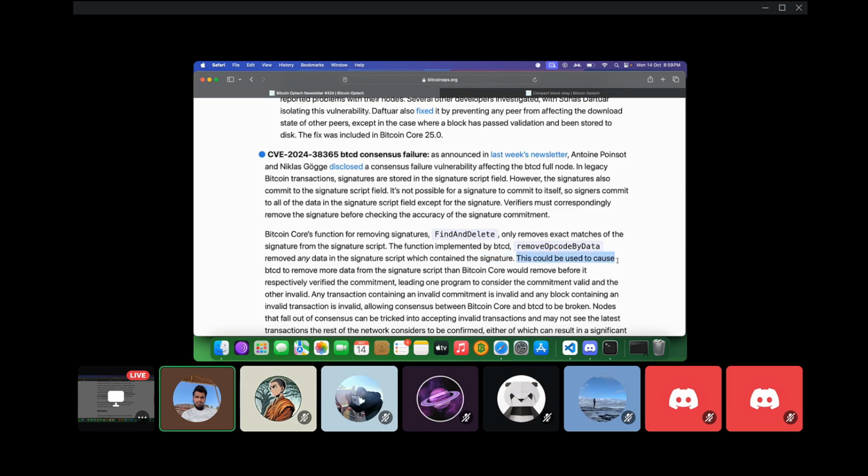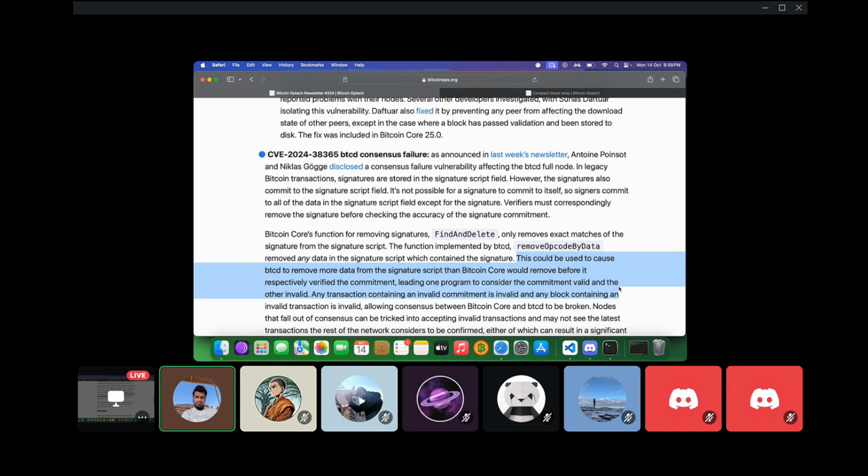This could be used to cause BTCD to remove more data from the signature script than Bitcoin Core would remove from it, so the programs respectively verify the commitment differently, leading one program to consider the commitment valid and the other invalid. What could happen is that Bitcoin Core will consider that transaction to be valid and BTCD would consider the same transaction to be invalid. Because Bitcoin Core is using exact match to strip off the signature from the script sig, whereas BTCD is not using exact match. It is removing any data in the signature script.